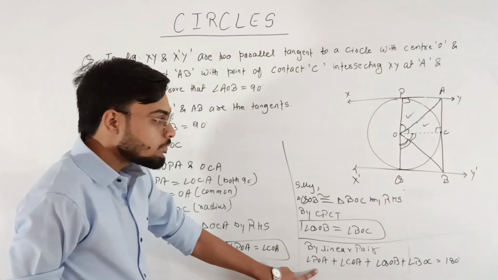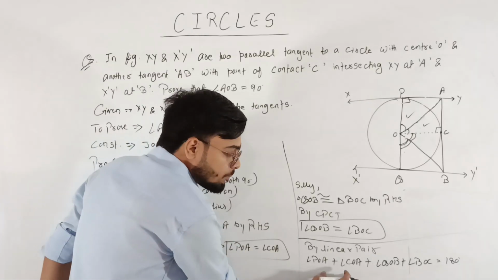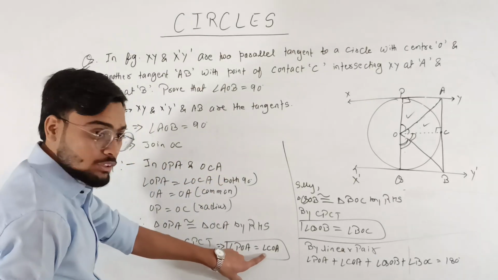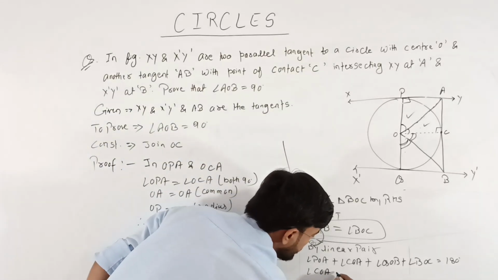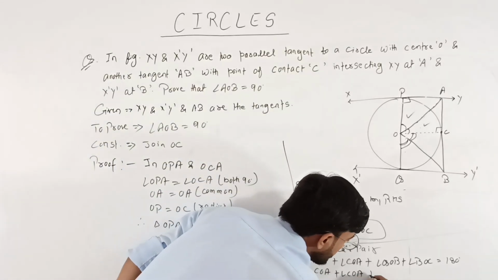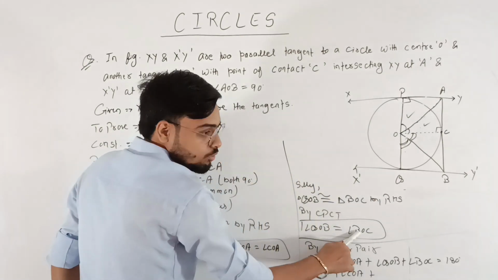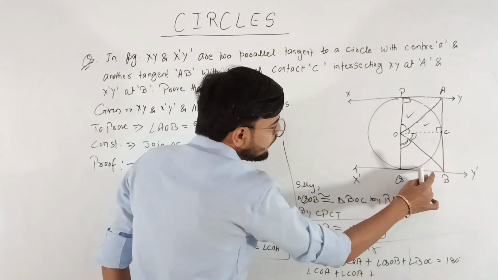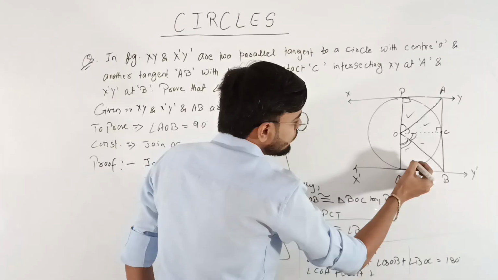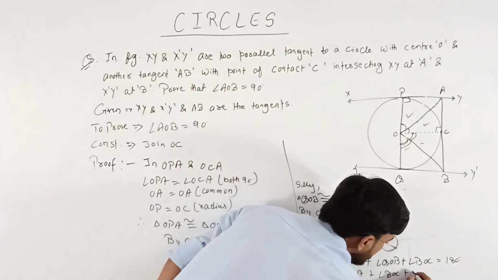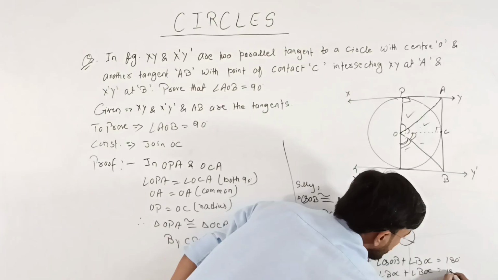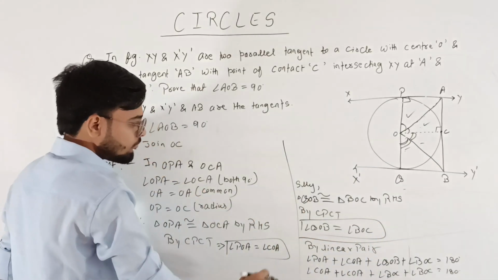Now in place of POA, I write COA. POA plus COA. Look here, POA is equal to COA. So in place of POA, I write angle COA plus angle COA plus, now QOB is equal to BOC. Okay, QOB, this angle equal to this angle. So in place of QOB, again I write BOC. So angle BOC plus angle BOC is equal to 180 degree.